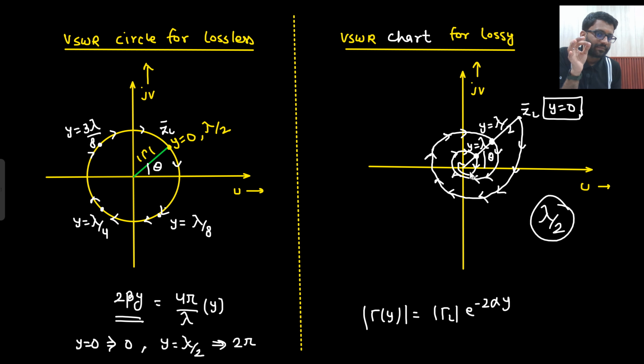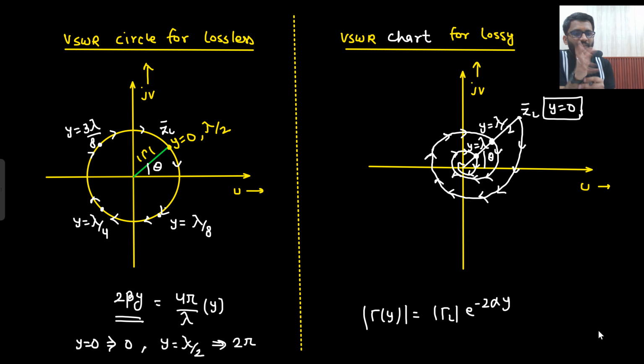That's the thing. So for lossy transmission line, the magnitude of reflection coefficient will keep on decaying, and this is how your VSWR chart will look like. Here VSWR was a circle, but here VSWR is not a circle. It is a chart, you can say, and it will keep on decaying. So only in one of the NPTEL lectures, in Sevgaonkar sir's lecture, this has been discussed, or I don't think in any textbook this has been discussed.